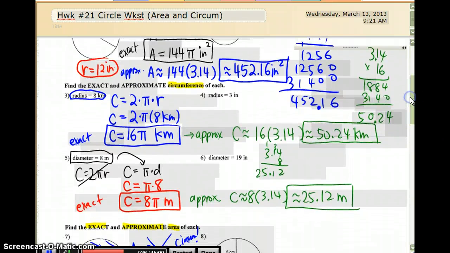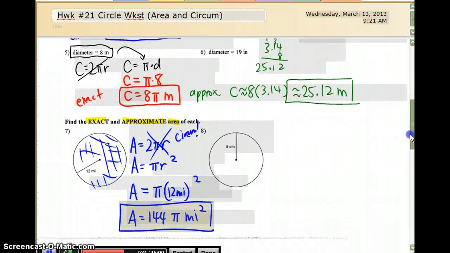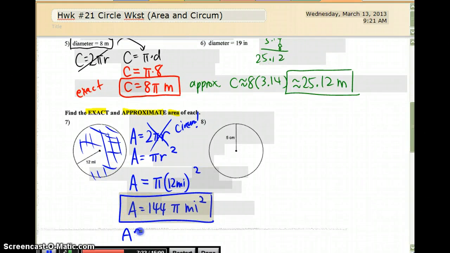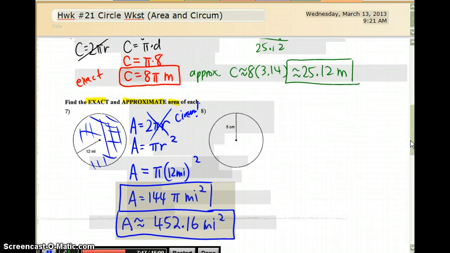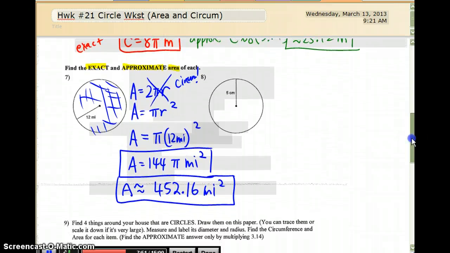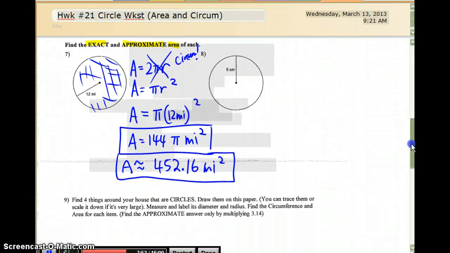So you know what? Rather than doing the work again for number 7, since I did it for number 1 and I realized that, my answer for number 7 for the approximate is going to be the same as what I got for number 1, which is 452.16 miles squared. Okay, on your quiz tomorrow, no calculators, so just make sure you get a chance to practice that. And I'm not giving you any crazy decimals because you already have 3.14, that irrational number.